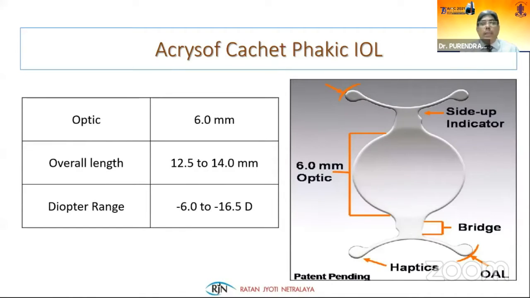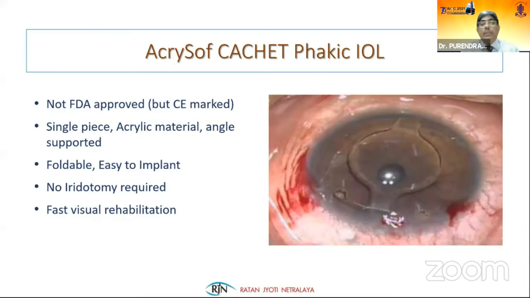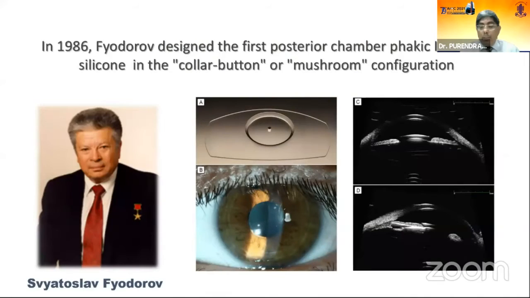Then in 2006 or so, Akrishov came out with the Cachet phakic lens, which was an anterior chamber foldable lens. But all these things didn't work because of complications related to the cornea, the iris, uveitis, development of glaucoma, and retinal pathologies. The one which is now most popular, most prominent, most sought out and most widely practiced is the posterior chamber phakic IOL, which we are going to share now.